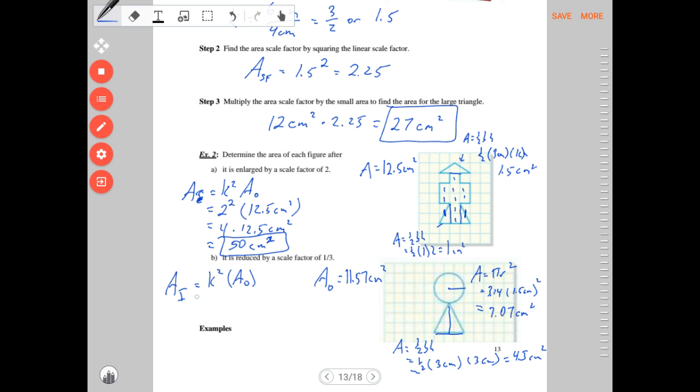The area of the image is supposed to be the scale factor squared times the area of the object. So we have 1/3 squared times 11.57 centimeters squared. When I type that in, remember the 1/3 should be in brackets when you square, just to make sure that the squaring applies to the top and the bottom. When you type it in, you get 1.23, whoops, sorry, 1.23 centimeters squared.